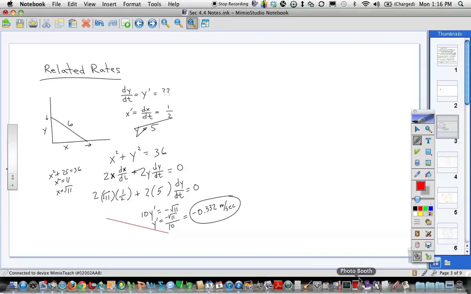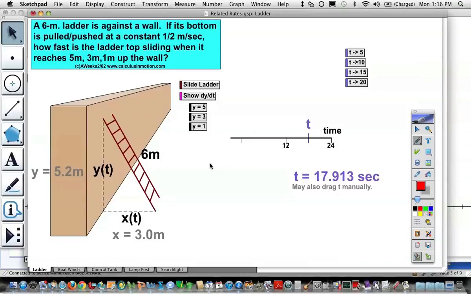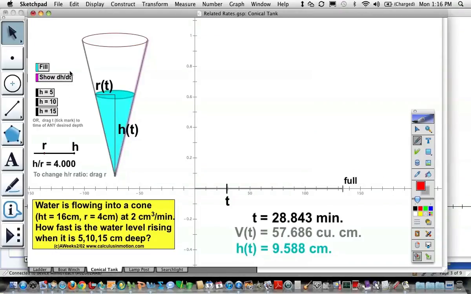That's a related rate problem. Very basic, kind of garden variety related rate problem. Okay? Now, let's do one that adds one little bit of complexity to it. This one right here. Okay?